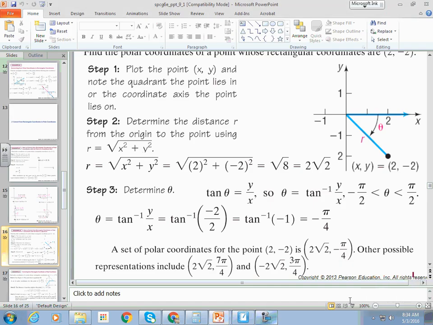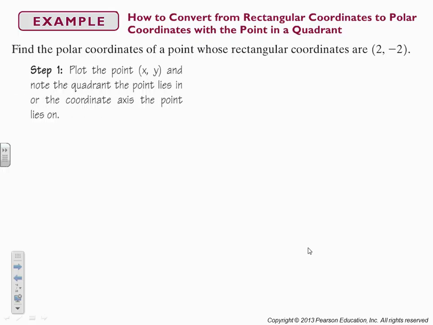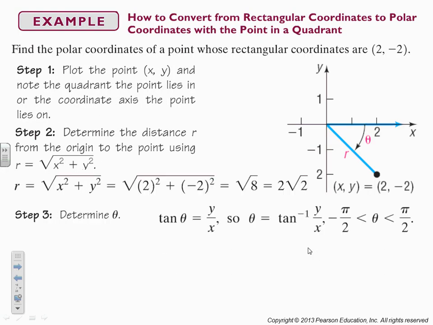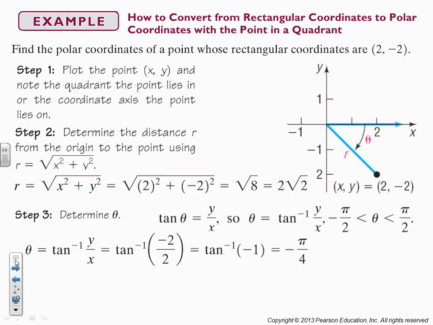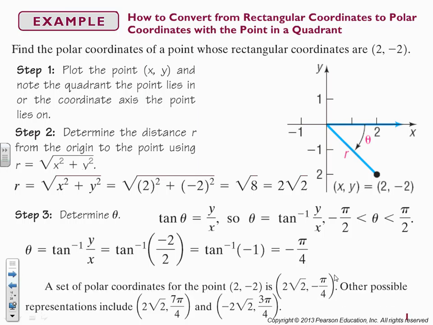So theta ends up being negative pi over 4. A set of polar coordinates that correspond to the rectangular coordinates 2 comma negative 2 is 2 root 2 comma negative pi over 4. Some other possibilities are 2 root 2, 7 pi over 4, or negative 2 root 2, 3 pi over 4.